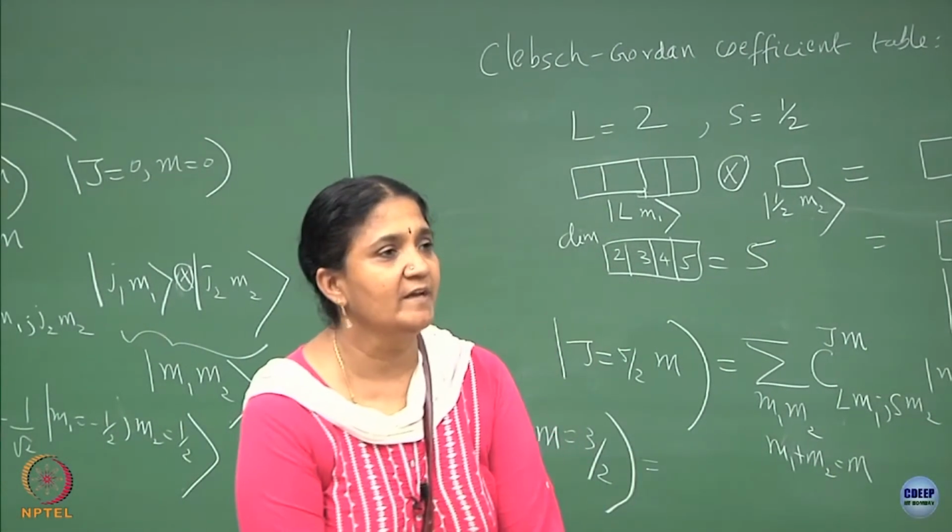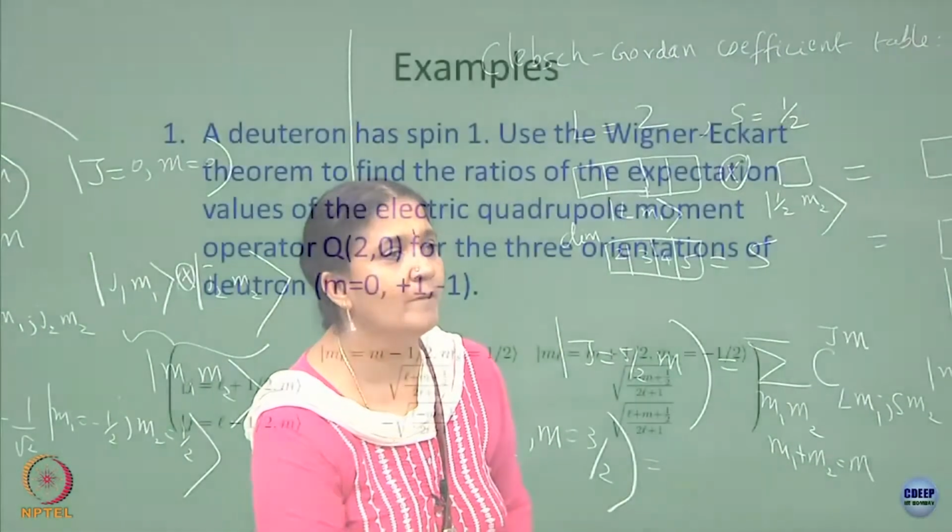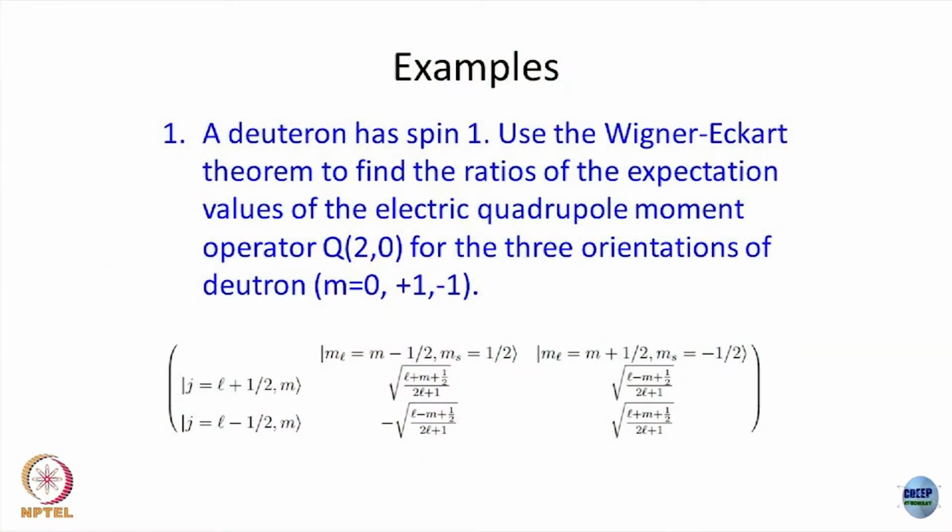Okay, so now let me get to the problem of the quadrupole moment tensor. The deuteron has spin 1. Use the Wigner-Eckart theorem to find the ratios of the expectation values of the electric quadrupole moment operator. Specifically, I have taken the component of this rank 2 tensor with q equal to 0, for the 3 orientations of the deuteron. Okay, so that is the question.